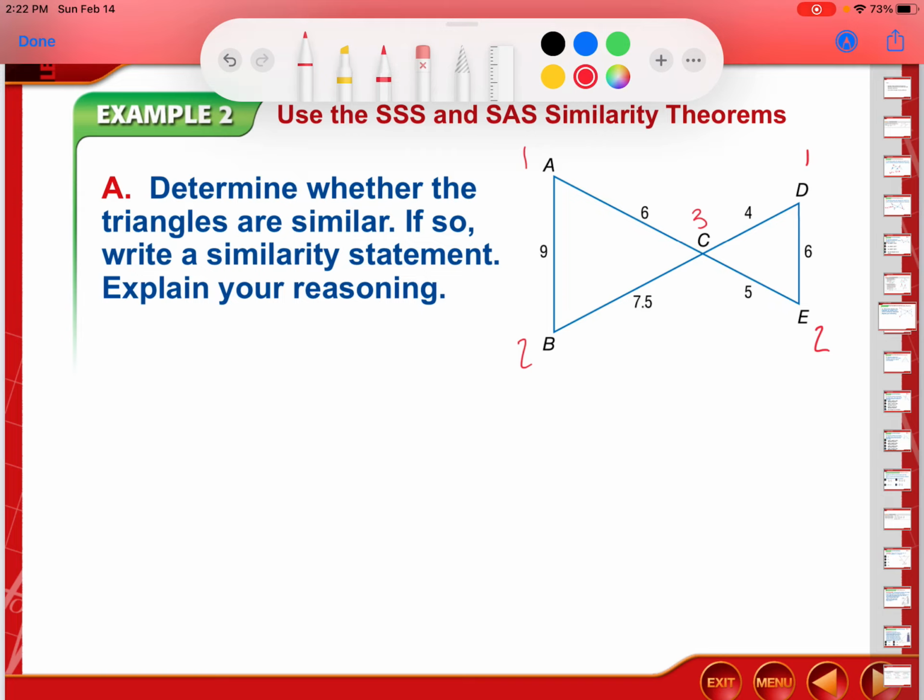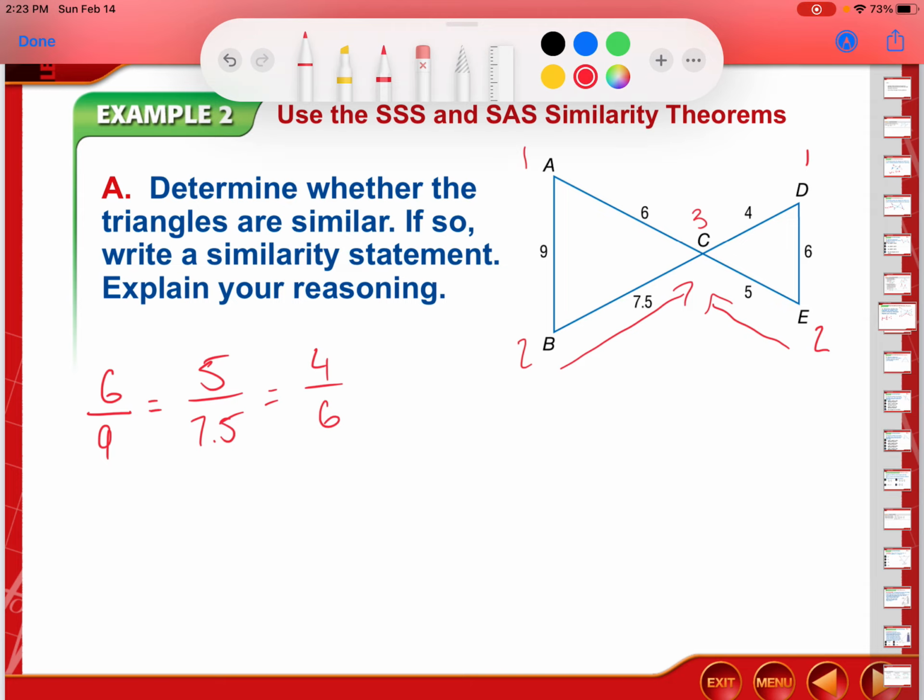So what I want to do is I want to check and see if there's a scale factor common amongst these. So I'm going to start off going between my 1s and 2s. So DE is 6, and then AB is 9. I'm going to set that up next to my 2-3 side. And when I say 2-3, I mean from my second point to my third point on each of these triangles. So I'm going to say 5 over 7.5. Then my final side, I'm going to go from my 1 to 3, meaning 4 over 6.